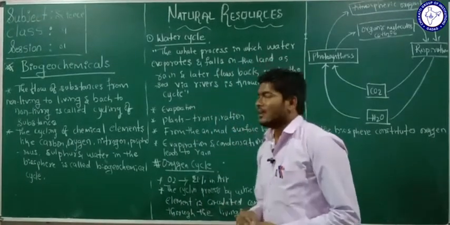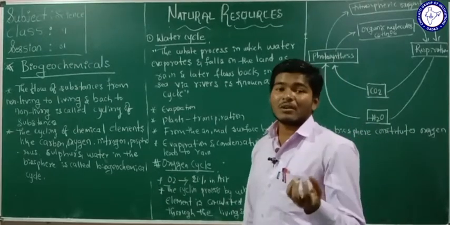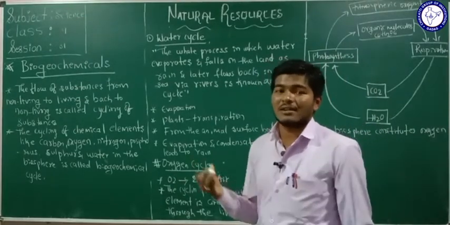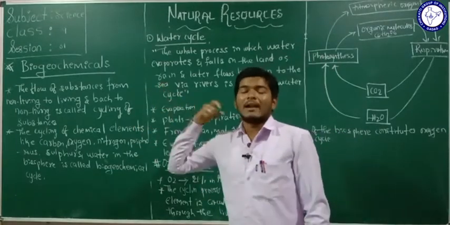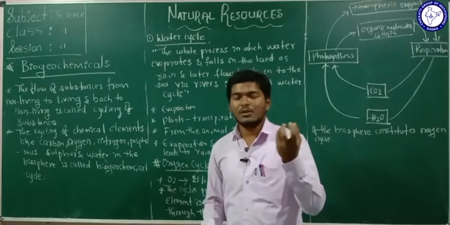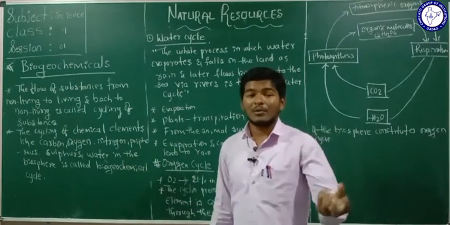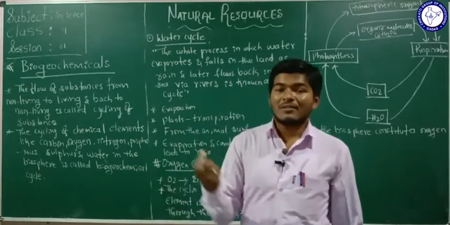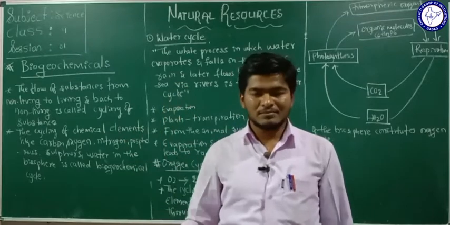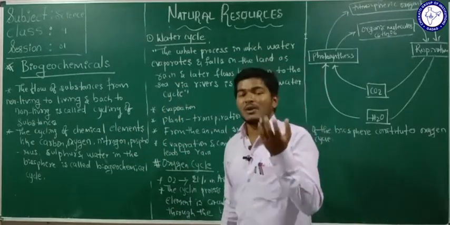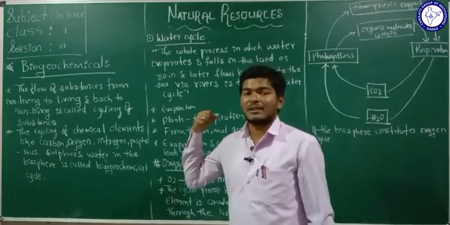In the last session, under the chapter of natural resources, we studied some of the important natural resources present on the earth's surface. One is air, the second is water, and we also discussed how air and water are polluted by human activities. Another important natural resource we studied is soil. We studied how soil is formed and how soil is eroded.